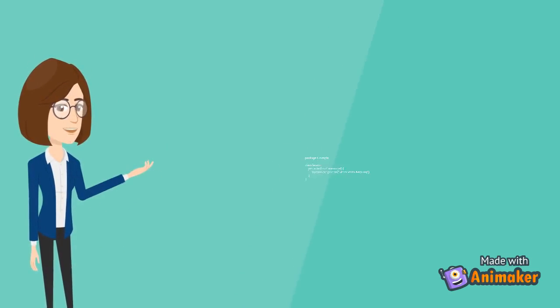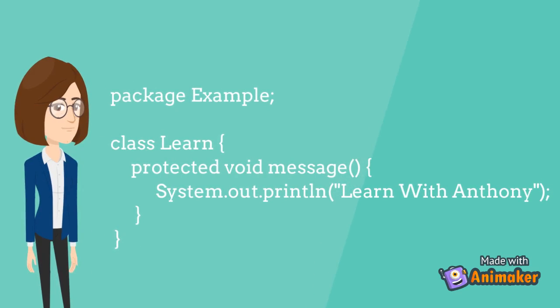Now, let's see an example for the protected access modifier. In this example, there is a class named learn and a method named message. The method is declared as protected. The class is declared within the package named example. The method that is declared as protected can be accessed within the same class learn, within the same package example, and also by the subclasses of learn which are declared outside the example package.